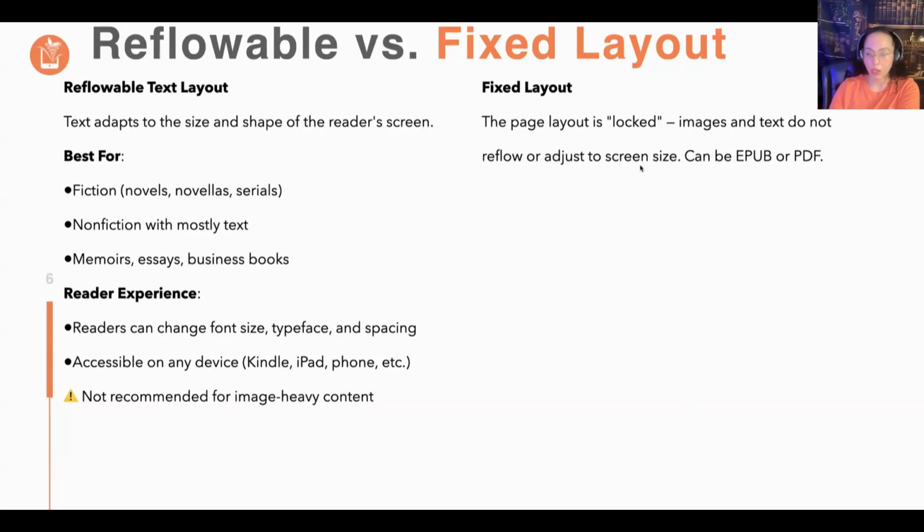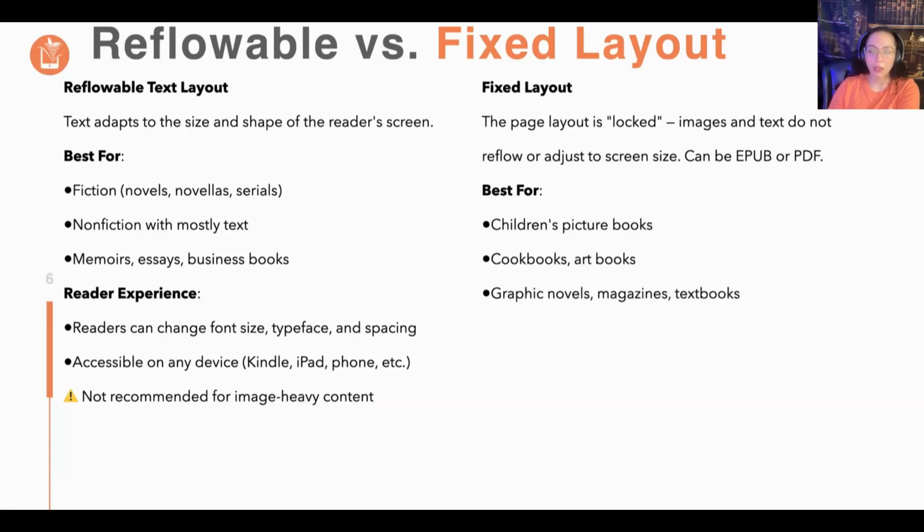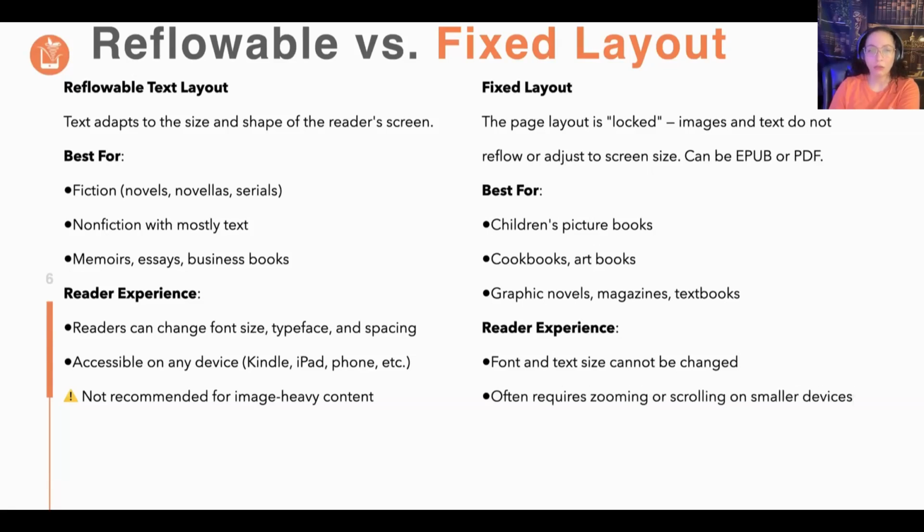And then, of course, fixed layout can be PDF, and it usually is PDF. And these are best for, again, children's picture books, cookbooks, art books, graphic novels, magazines, textbooks. The reader experience with a fixed layout means that the font and text size cannot be changed. So like if you've ever gotten an ARC from a trad published author, my favorite trad pub author in the world sends her ARCs as PDF, and you just have to take it. I'd prefer an EPUB, but she sends it as PDF.